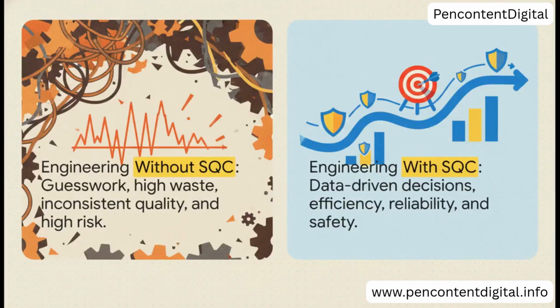And yeah, this really lays out the two worlds, right? On one side, you have engineering without data, which is basically just guesswork. That leads to waste, inconsistent products, and a ton of risk. But on the other side, we have Statistical Quality Control, or SQC. And that is the whole practice of using data to build reliability and safety right into the process itself. It's really the foundation of modern engineering.